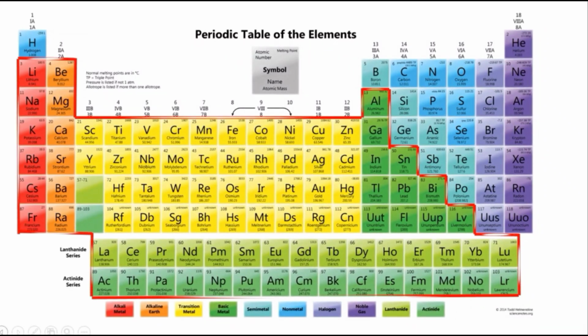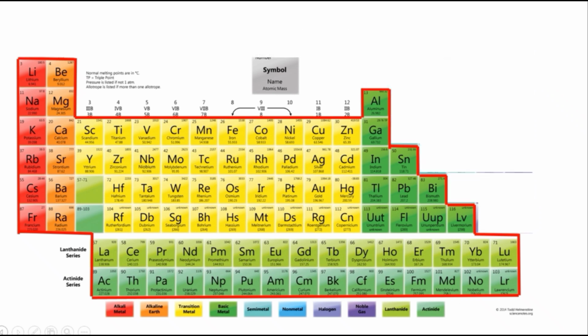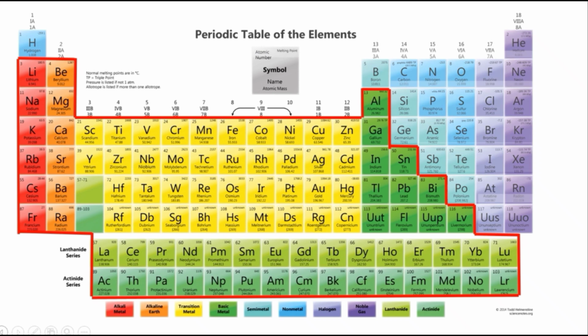Generally, metals are the ones that tend to lose electrons in their outermost shell. So they are the ones that become positively charged ions.